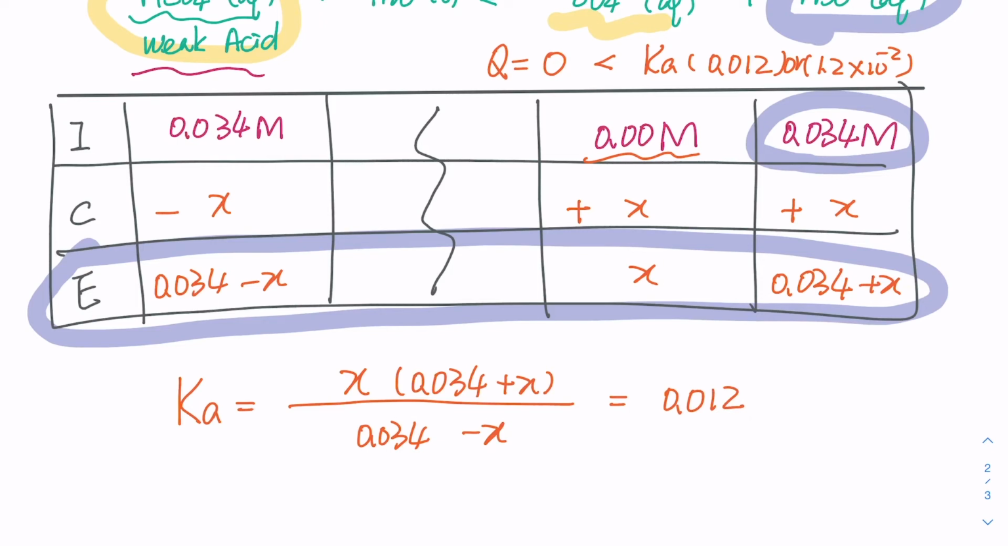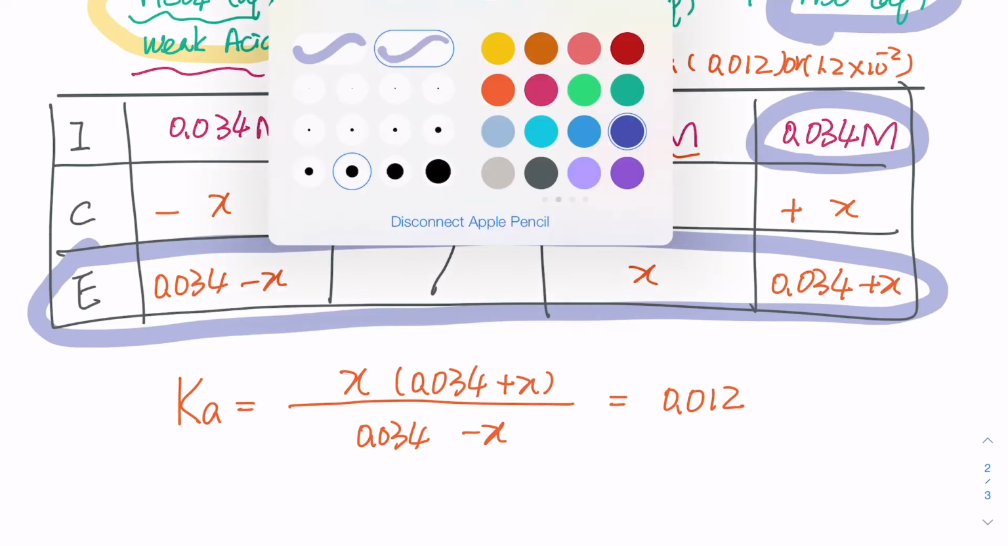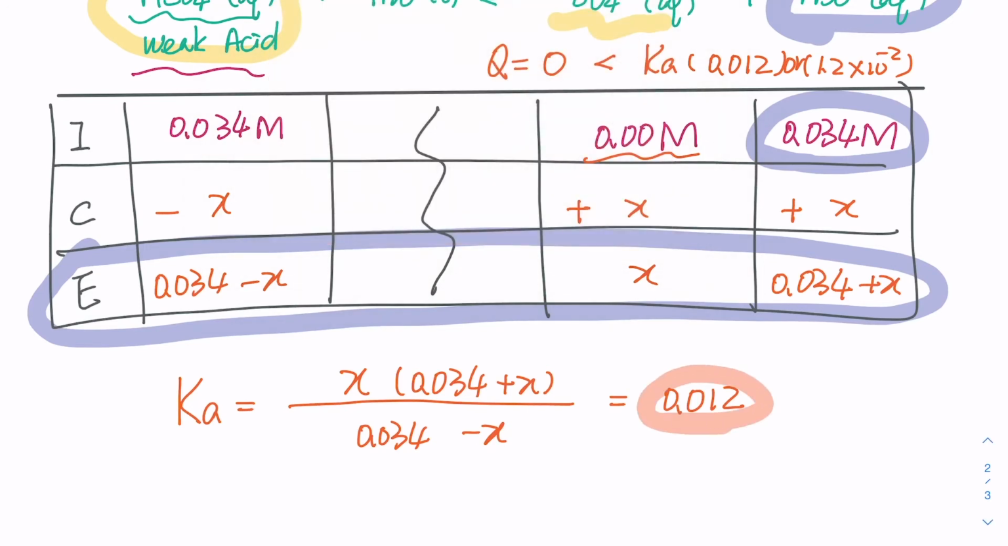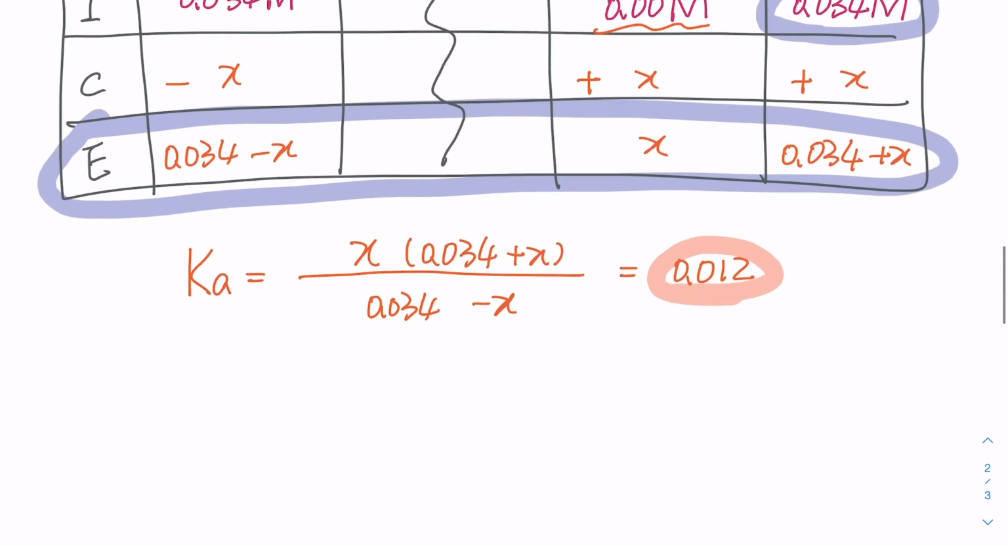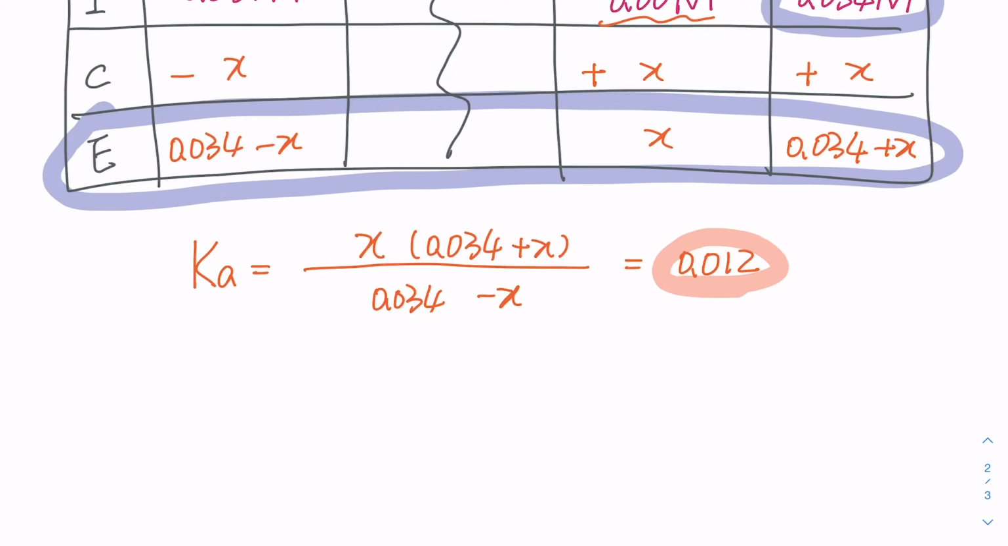So we get to this point, and you go, now what should we do? You go, looks complicated, can I use the small approximation? Then we'll go, no. The reason is that this Ka value is too big to use the small approximation. So we actually have to solve this by using the quadratic equation.